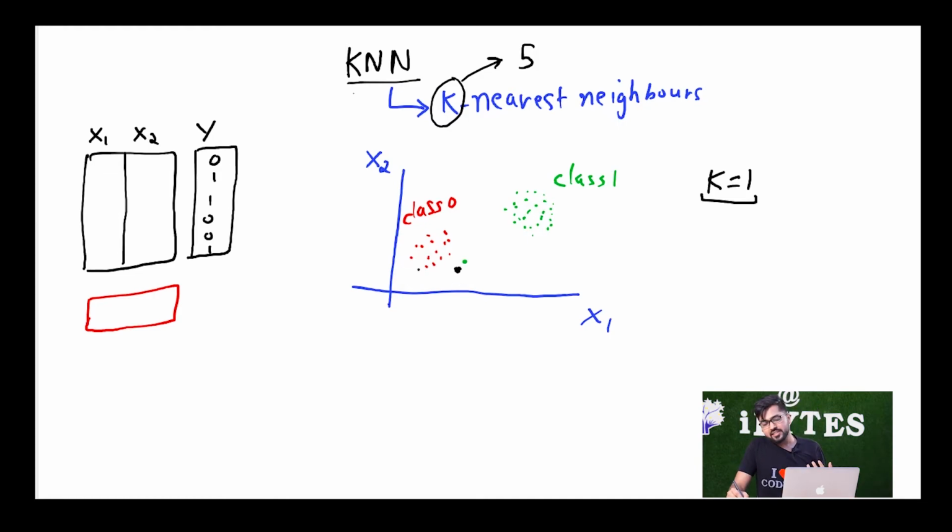My logic tells me that this belongs to class 0, but when I apply one nearest neighbor, that is k is equal to 1, I will find one nearest neighbor and that would actually be this class 1 point. So it would be predicted as class 1, but it is very logical to say that it should actually belong to class 0, because it is very near to the class 0 points.